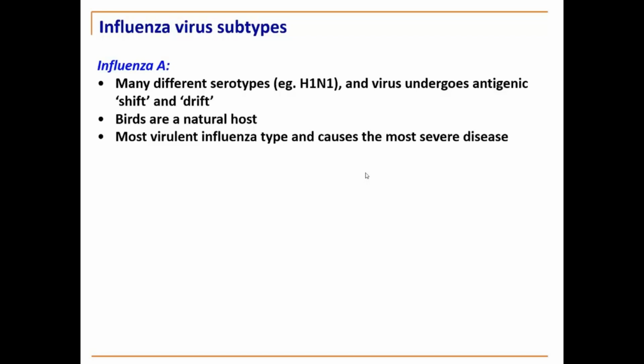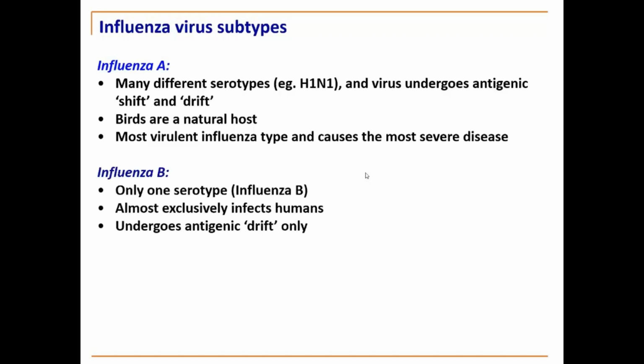So birds are a natural host, and the virus can be transmitted to other species, such as domestic poultry, and then obviously onto humans. And this is the most virulent influenza type and causes the most severe disease. We've then got influenza B. There's only one serotype there, so there's no H1N1, H3N2, etc. It's just influenza B. It almost exclusively infects humans, and it undergoes antigenic drift only. And it mutates about 2 or 3 times slower than influenza A. And it's also less severe than influenza A.